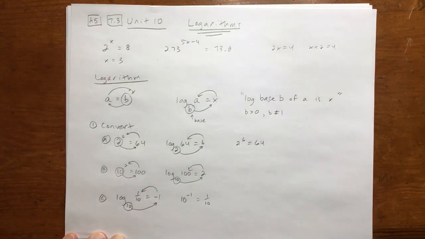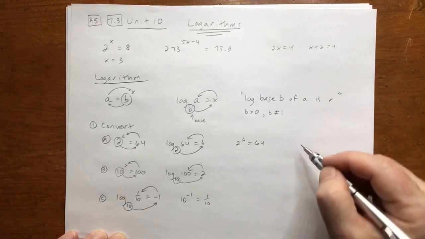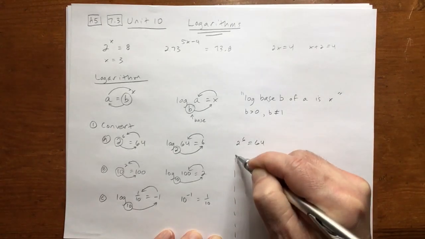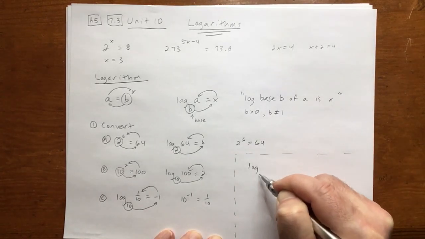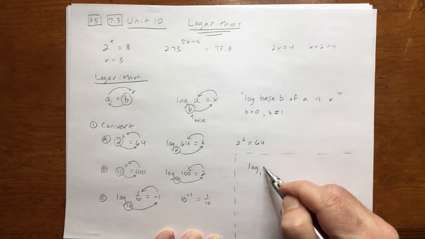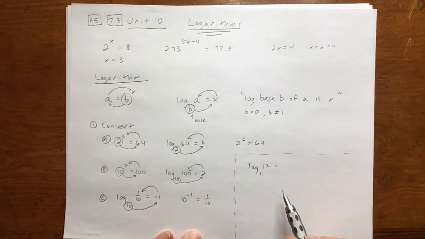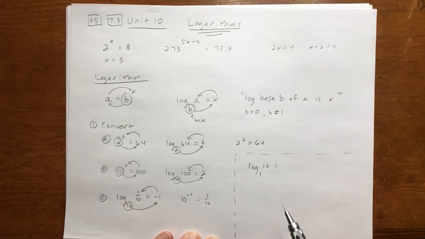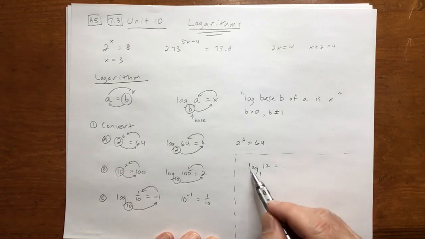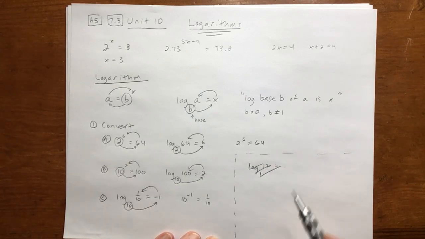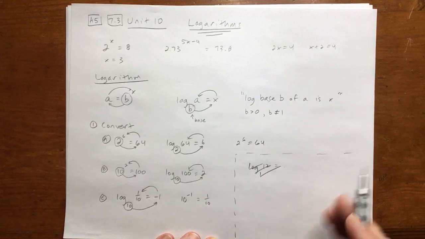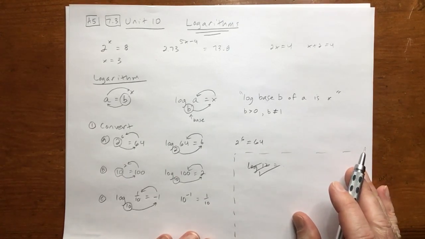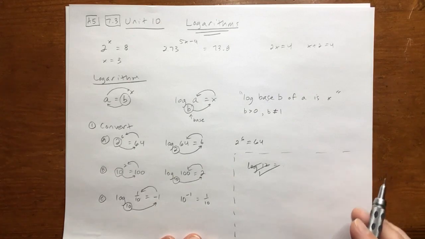Think about that. If I had, I'll just do this off to the side here, log base 1 of 12 equals, this says 1 to what power equals 12? That doesn't make sense. So the b can't be 1. The base isn't negative, just like with our exponentials, where we were dealing with negative bases.